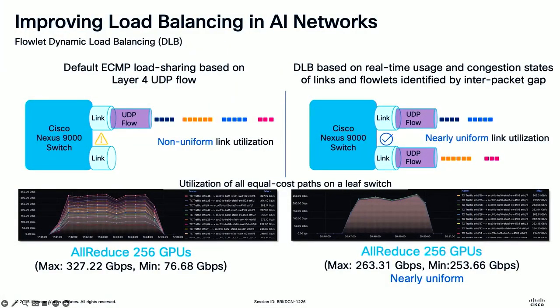And one of the ways to solve this problem is called dynamic load balancing. Dynamic load balancing is a feature on our Cisco switches. It has multiple modes. One of them is a flowlet mode.